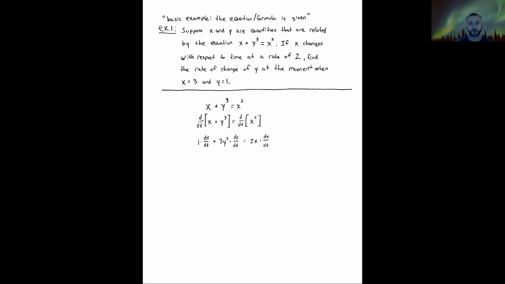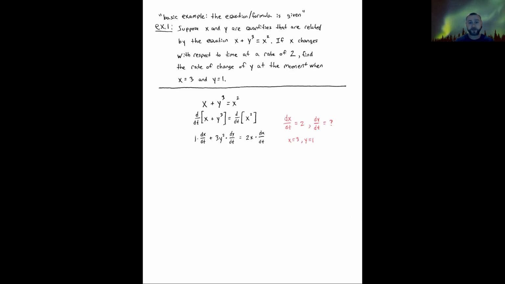All right, so just be careful. Notice you have x, y cubed, and x squared on the left and right side. And basically from there, we can translate this into the problem. If the rate of change of x, dx over dt, is 2, how then can we solve for what the value of dy over dt is?